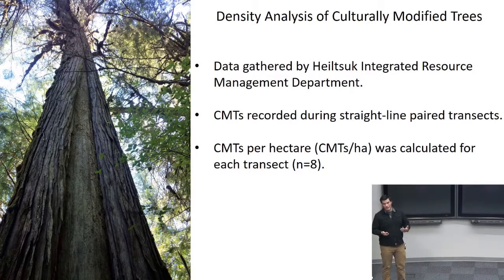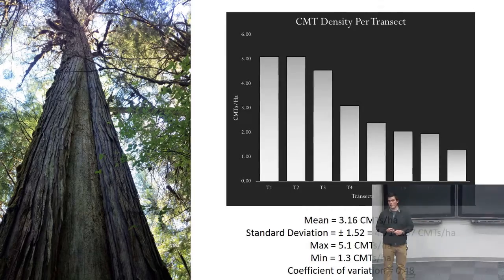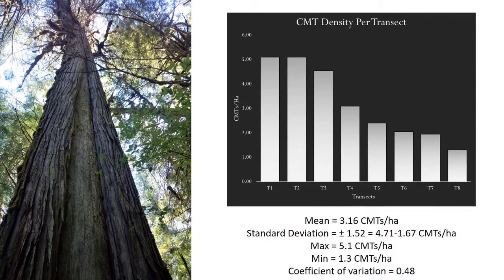And I did that calculation for all of the 8 transects that were completed, and I got a mean density of 3.16 CMTs per hectare and a standard deviation of 1.52, providing a range of 4.71 to 1.6 CMTs per hectare. And I saw a maximum value of 5.1 on 2 separate transects and a minimum of 1.3 CMTs per hectare on transect 8. And these transects are not representative of the way they were completed in the field, but rather just placed this way for visual convenience. And within this data set, there is a coefficient of variation of 0.48.